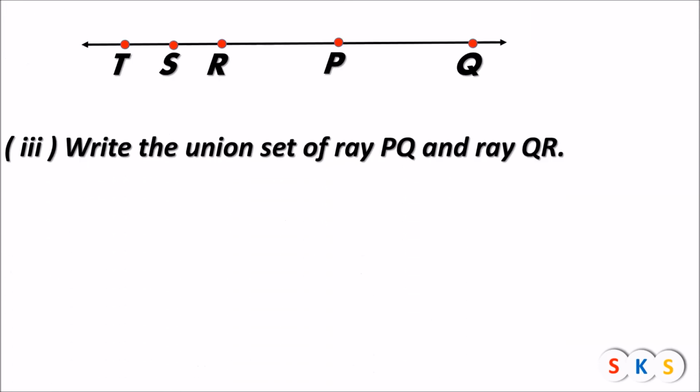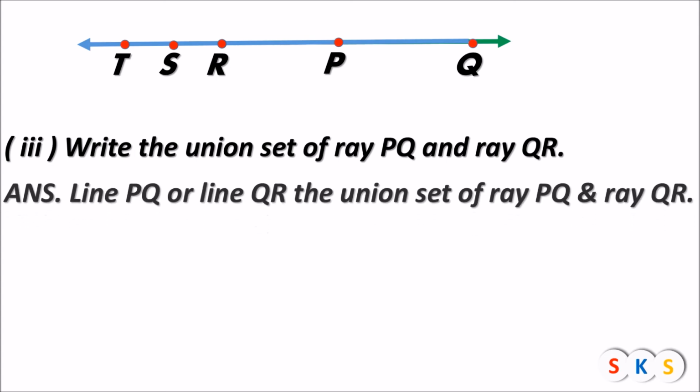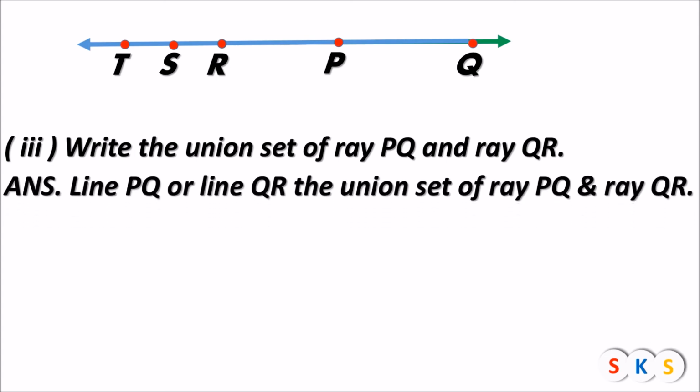Now here we have the next question. Write the union set of ray PQ and ray QR. Union means together, which figure they will form. It is ray PQ, right? And here we have ray QR. What do they form together? Together they form a line. So you can say it is line PQ or line QR.